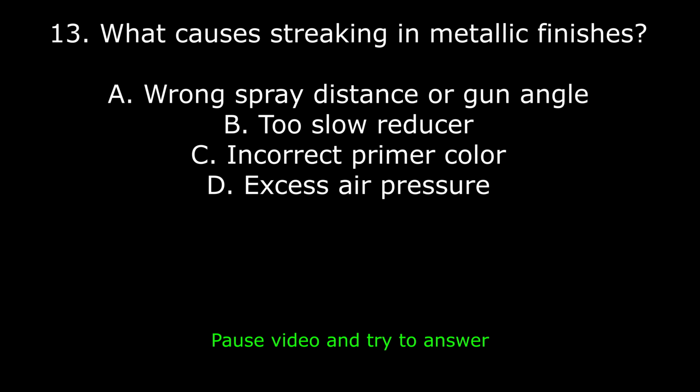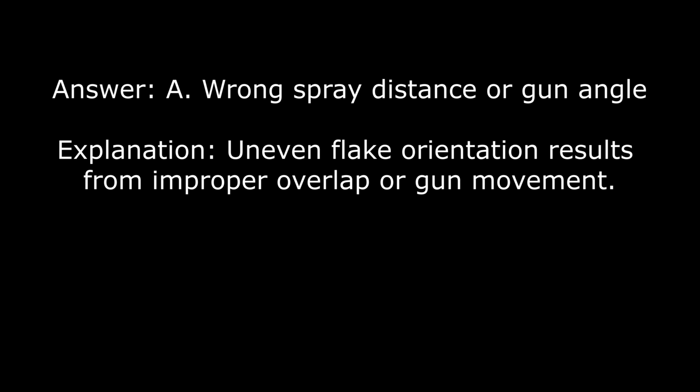13. What causes streaking in metallic finishes? A. Wrong spray distance or gun angle. B. Too slow reducer. C. Incorrect primer color. D. Excess air pressure. Answer: A. Wrong spray distance or gun angle. Explanation: uneven flake orientation results from improper overlap or gun movement.